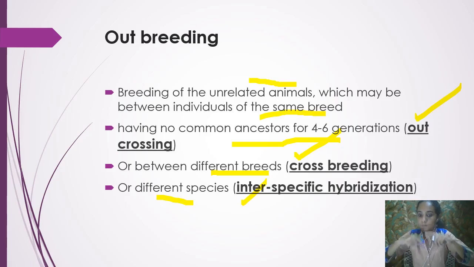Now let's look at them one by one. What do you mean by outcrossing? Already we said it's the crossing between the same breed, but they should not have any common ancestors for 4 to 6 generations.